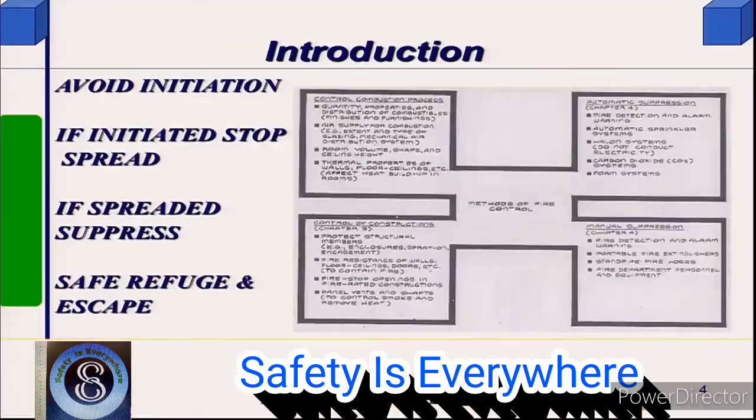So basically, if you see this, I am not very sure it is readable properly or not, but what I will try to do is write on top of it. For example, this is control of combustion process. So that would avoid injury.